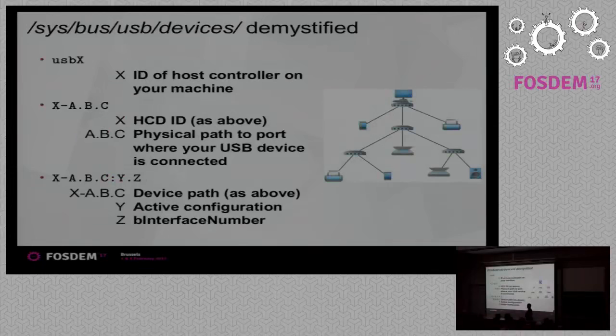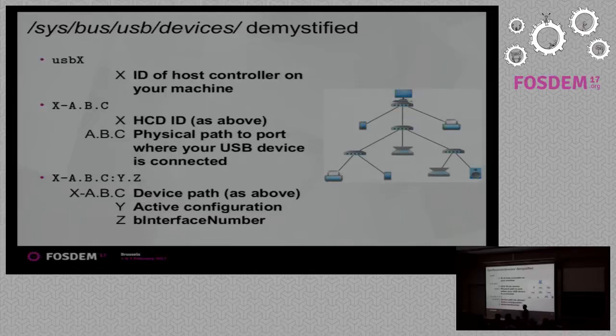Okay, so if you go to /sys/bus/usb/devices and then execute ls, you will see a bunch of numbers and a bunch of magic directories. So let's try to demystify them. First of all, directories which start with usb and then have a number represent the host controllers. A single computer, a single machine, may have multiple USB host controllers. It means multiple independent USB buses.